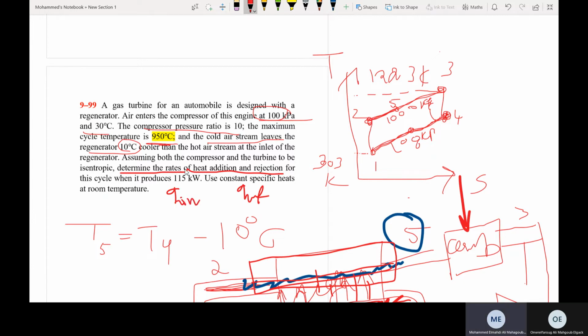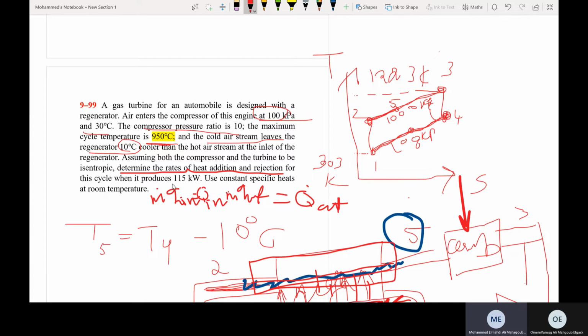And he tells me the rates of heat rejection and heat addition. It's not the specific heat. So I need to multiply by m dot, the m dot of the cycle, to get Q dot out and Q dot in the cycle. Do I have the m dot?